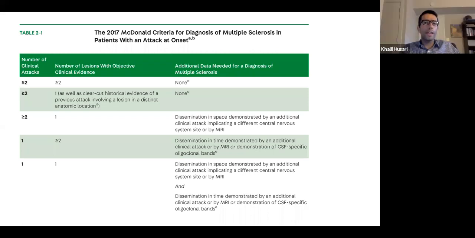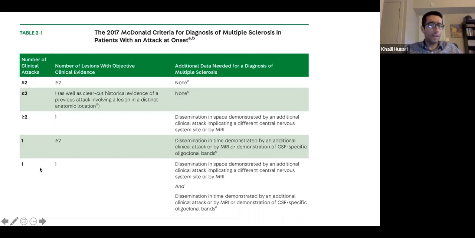Okay, so we have the McDonald criteria, and it's used to diagnose multiple sclerosis. Back in the day, you only had to have 2 clinical attacks to be diagnosed with multiple sclerosis. But then in 2017, they changed it. And so now you can have 1 attack and you can still be diagnosed with multiple sclerosis if you prove that you have dissemination in space and time by other means. So if you have 2 attacks and you have objective evidence that you have 2 systems involved, then you've got your diagnosis. You don't do anything else, right?